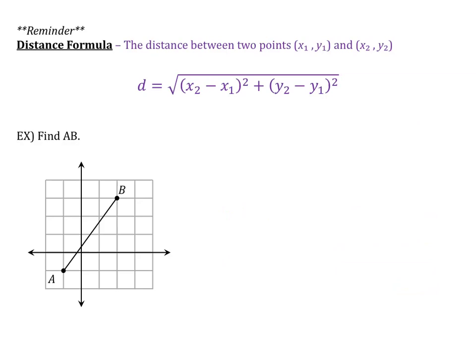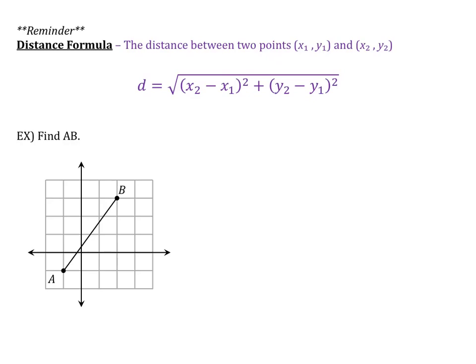Now this should be a refresher. I know that you have learned distance formula before. The distance formula is used to find the distance between 2 points x1, y1 and x2, y2. So here is our formula right here. Distance is equal to the square root of x2 minus x1 squared plus y2 minus y1 squared.